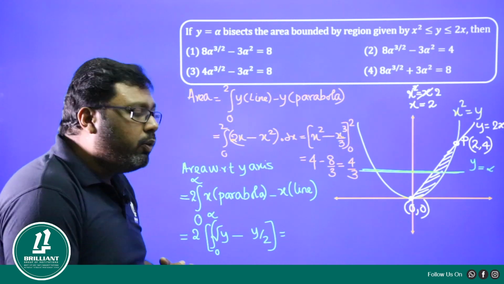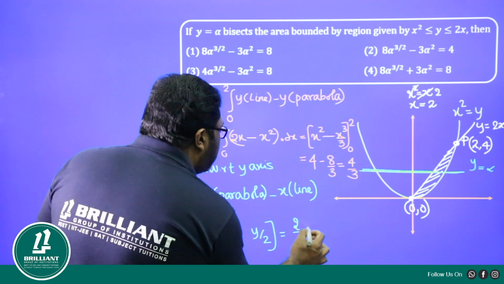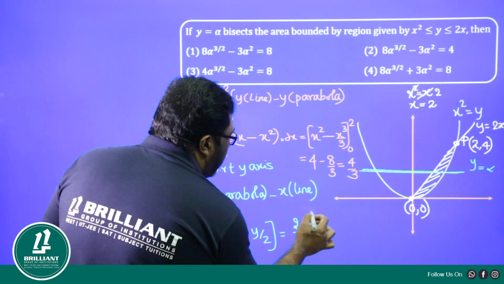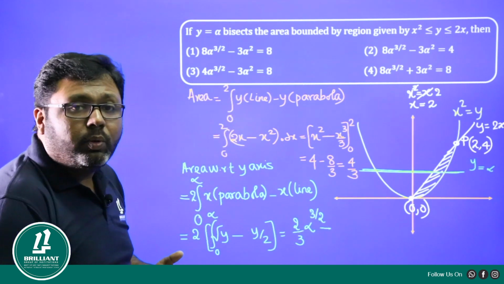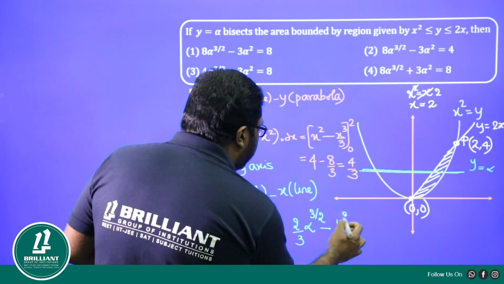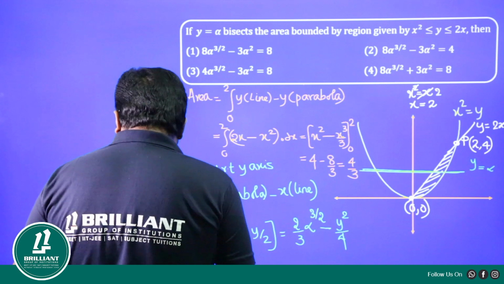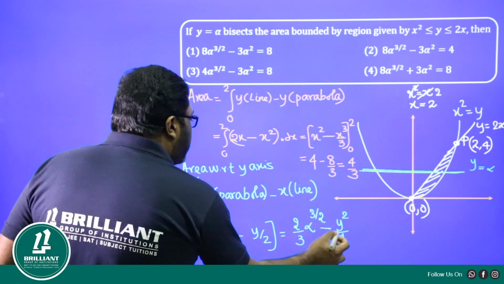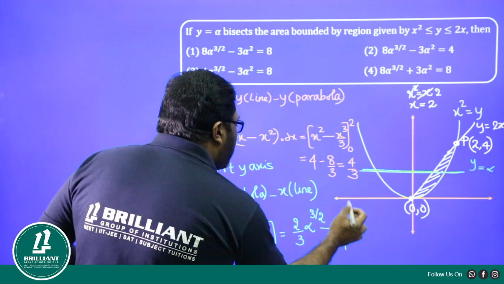What is the integral of root y? 2 by 3, y raised to 3 by 2, where y is alpha, so alpha raised to 3 by 2, minus y by 2, which is y squared by 4. And y is alpha, we just have to put alpha over here. So alpha squared by 4.